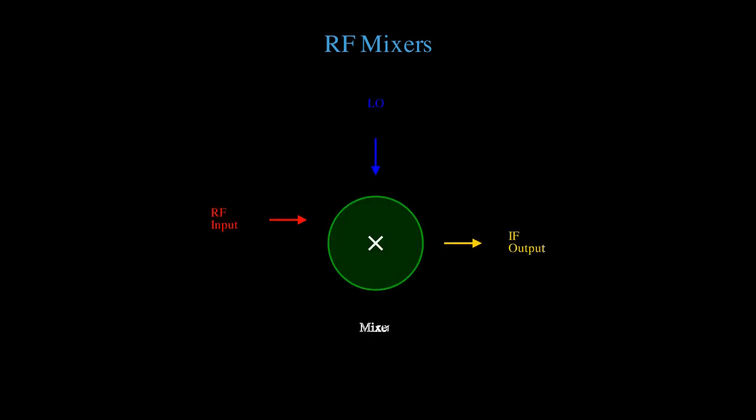RF mixers are nonlinear circuits that combine two input signals to produce sum and difference frequencies. They're essential for frequency conversion in transmitters and receivers. A mixer takes an RF input signal and a local oscillator signal and produces output frequencies at the sum and difference of the input frequencies. In a receiver, this converts the RF signal to a lower intermediate frequency for easier processing.